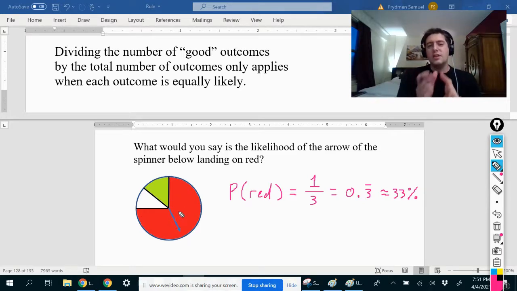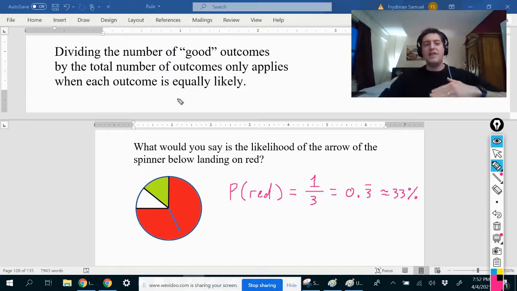Okay, so where did we go wrong? Why is it that we can look at this picture and we know it's very likely to land on red, but when we do the calculation here, we get something which is less than 0.5, which is telling us that it's unlikely, not likely. What went wrong? Well, you probably guessed what went wrong is the fact that this red piece here is so much bigger than these other pieces. So that good over total formula only applies when each outcome is equally likely.